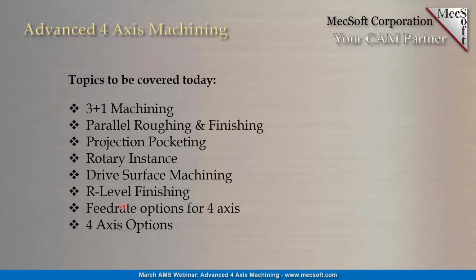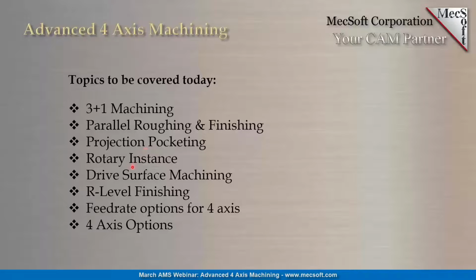So as I mentioned, today's topic is Advanced 4-Axis Machining. The last webinar was the introduction to 4-axis machining. If you haven't watched that, I would highly recommend watching it in tandem. Actually, you should watch that before you watch this recording. In any case, the topics that will be covered today are 3+1 machining, which is basically indexed 4-axis machining, followed by parallel roughing and finishing, and then projection pocketing, which is mostly used for finishing, but can also be used for roughing as well.